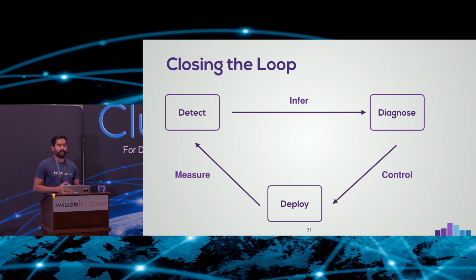So here, we are closing the loop. Our main motto is to detect the issues, diagnose the issues, and then deploy fixes for them. With the help of AI, we are able to measure accurately and detect those issues quicker, and then infer from them so that we are able to diagnose them better, and also deploy fixes in a controlled manner.